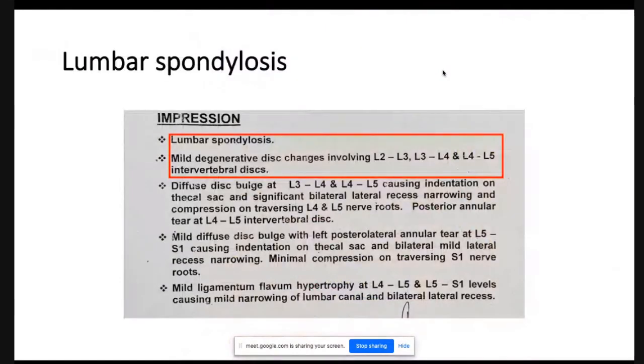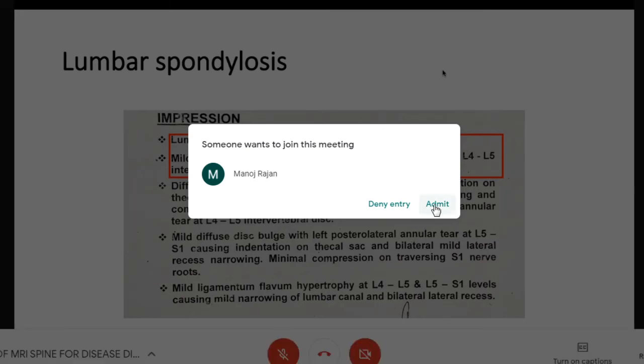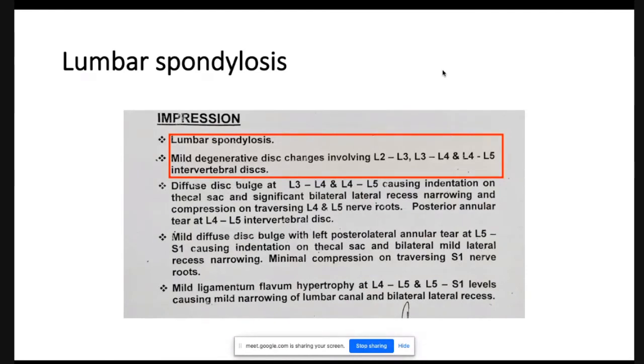Next, you can see in this report, lumbar spondylosis is present and mild degenerative disc changes involving L2, L3. It means disc changes are there in the intervertebral discs below L2 and L3, L3 and L4, and L4 and L5. So the patient is having involvement of 2 or 3 intervertebral discs, and in total the first impression, as I told in chronological order, the most importance is given to the first impression, that is lumbar spondylosis. This is the diagnosis they are giving. All the other impressions, if you read in detail, are telling something related to the degenerative changes.